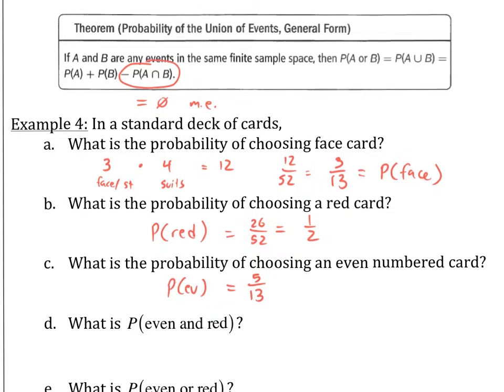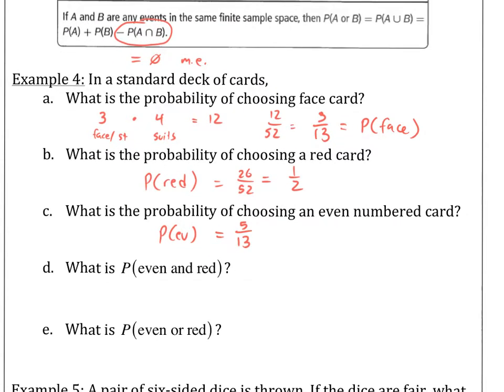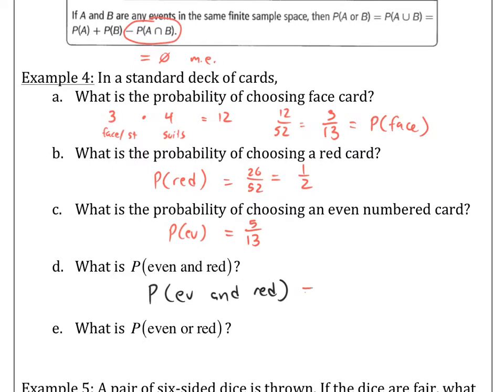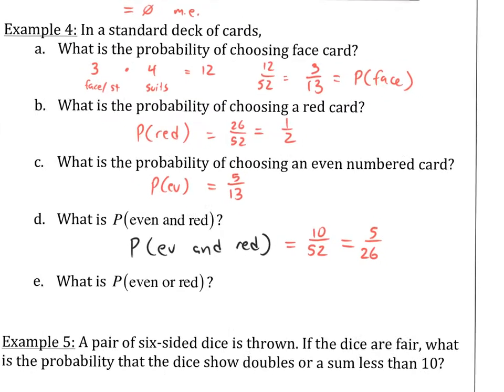So now, what's the probability of even and red? When we count up the even and red, since there are 10 that are even and red out of 52, the probability of choosing an even and a red here is going to be 5 out of 26.